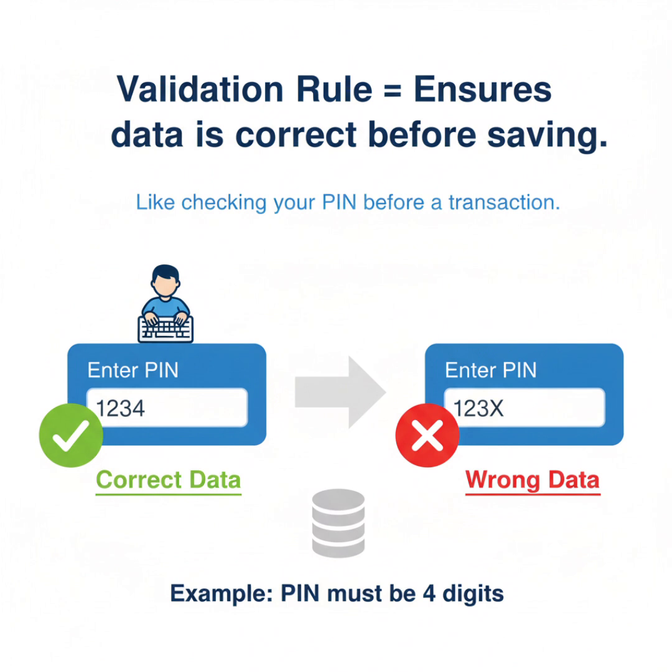If an attribute, say an email address, must be in a valid format, or perhaps an order quantity must always be greater than 0, the validation rule enforces that. It's like your bank checking your PIN before allowing a withdrawal. Built-in data quality checks. Right.